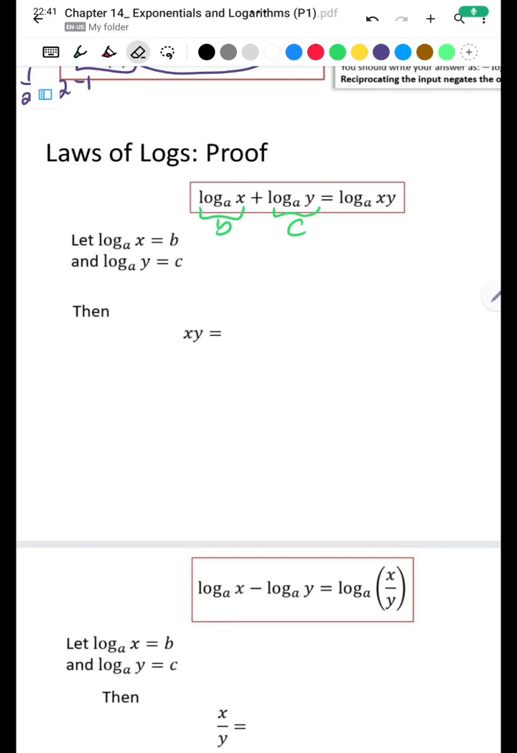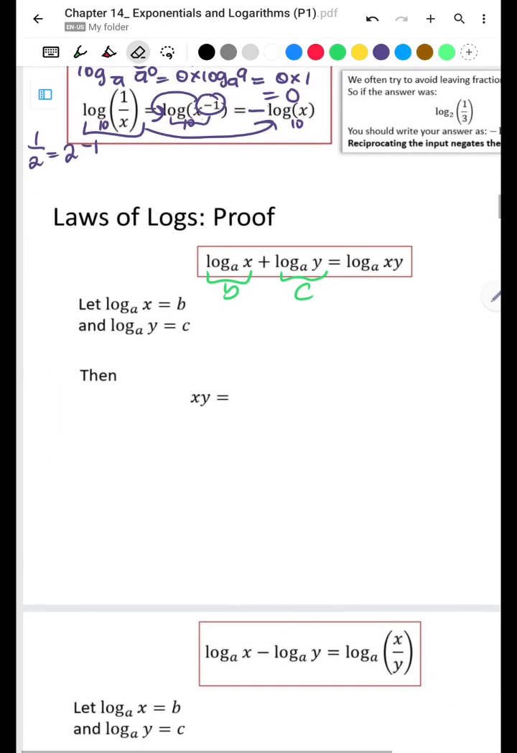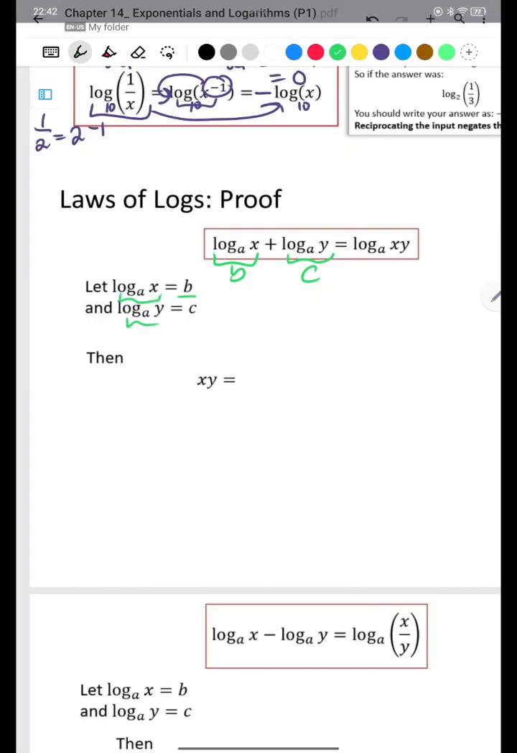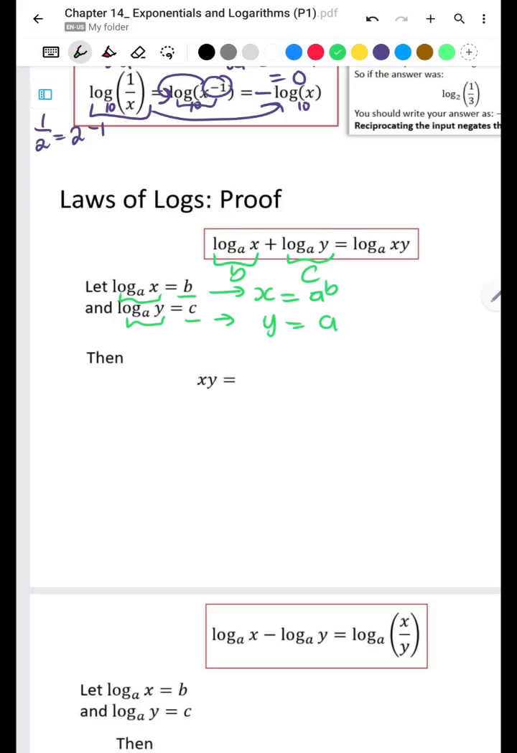Now, proving laws of logarithms. Here, we need to understand how to go from exponentials to logarithms, as well as from logarithms to exponentials, as they will be useful in this aspect. So the first step to go through here is, if log base a of x is equal to b and log base a of y is equal to c, that means I can rewrite this as x is equal to a to the power of b, y is equal to a to the power of c. If you don't understand how I did this, you can go through the beginning of the video. That was explained thoroughly there.